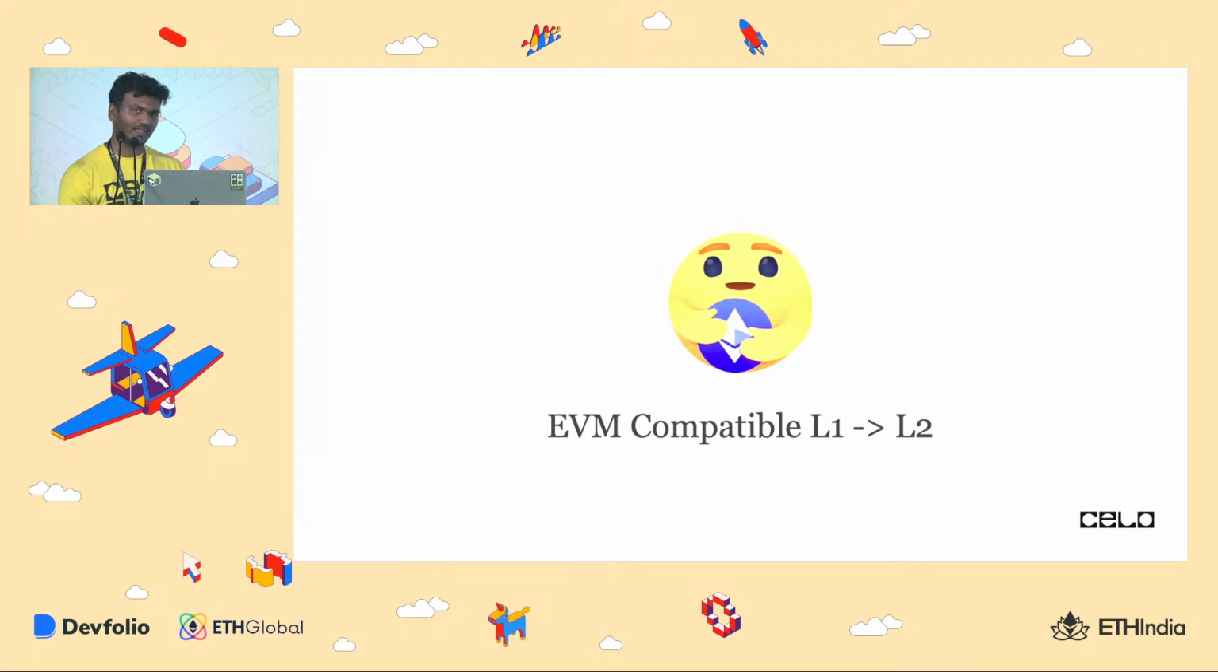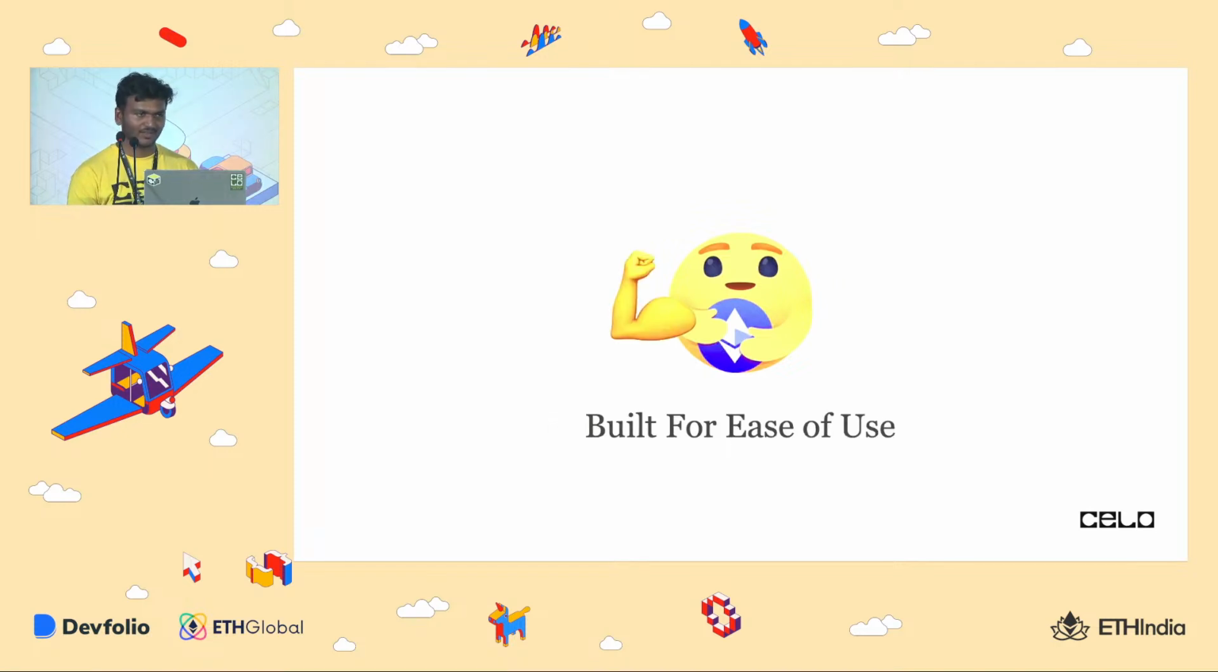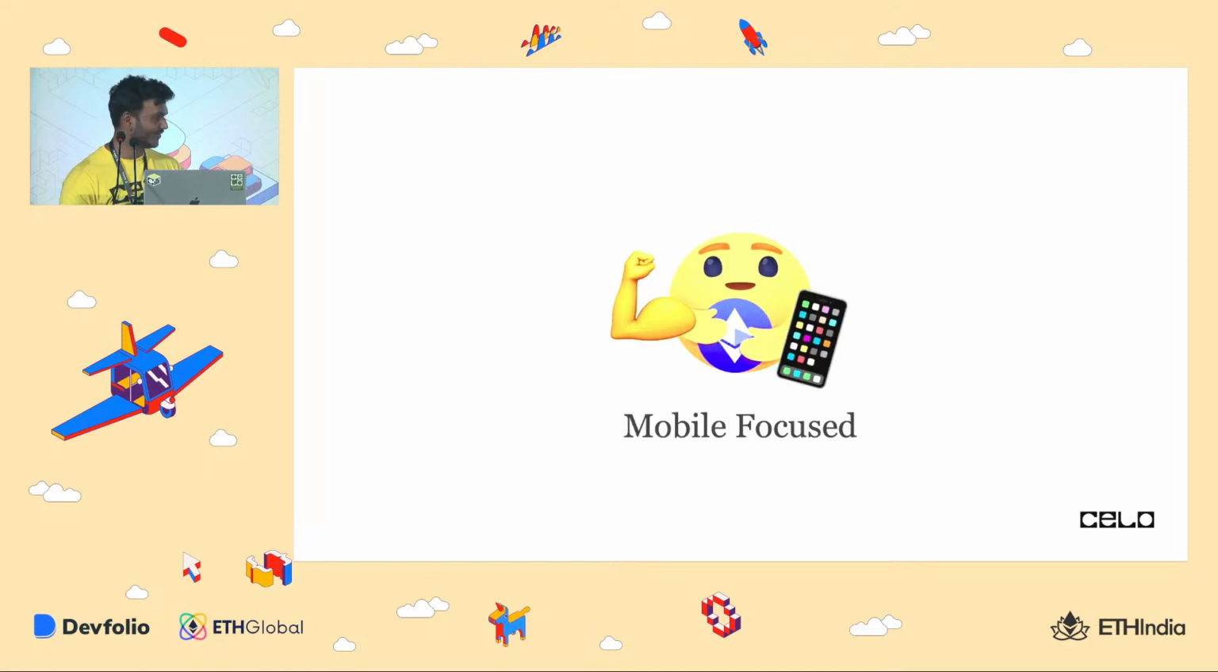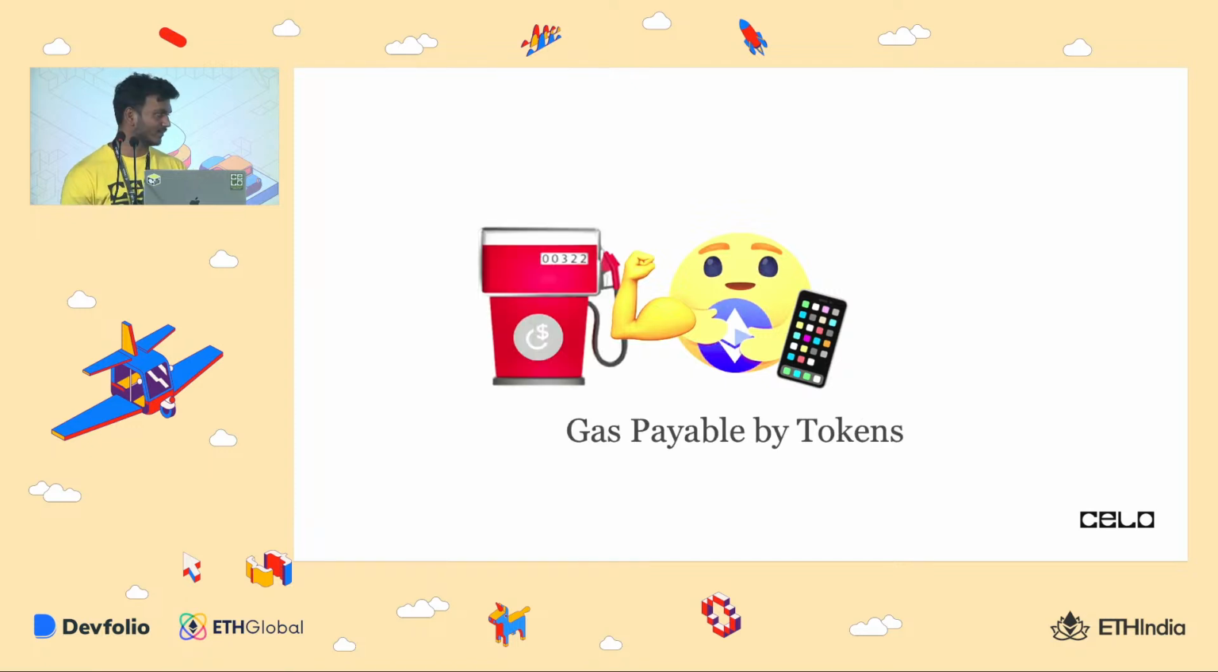So Celo is a fully EVM compatible layer 1 blockchain, and we are transitioning into layer 2. It's built for ease of use. It has really low gas fees and it's totally EVM compatible, so if you know how to build on Ethereum, you're good to go. We are mobile focused. Our motive has always been to build mobile-first applications, because if you want to scale, mobile is the way to go. To be honest, that's what I also think. If you want to build projects for the billions, you have to build for mobile first.